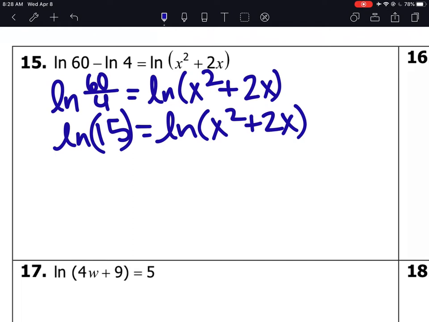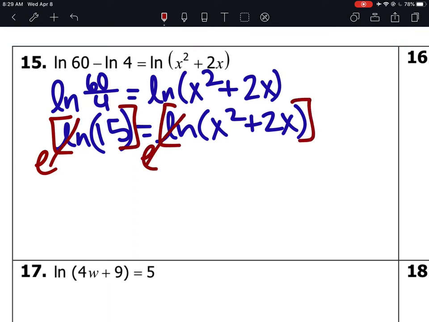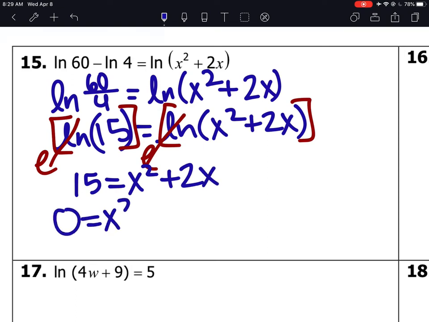And now that it's ln of 15 and ln of x squared plus 2x, that means I can take e to the power of both sides. Whatever I do to the left, I do to the right, which means the natural logs will cancel. Then you get 15 is equal to x squared plus 2x. Bring the 15 to the right side. That means it will become negative.